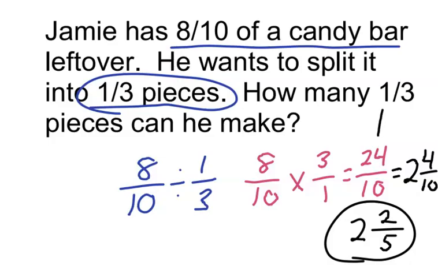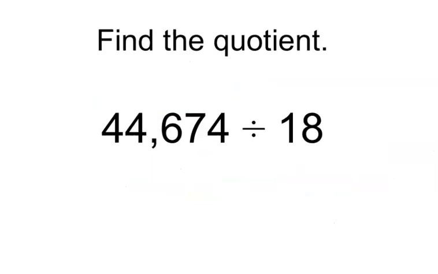We could have simplified first here and made this 12/5, and then gone from there. But either way, it works just fine. The answer is 2 2/5. Okay, now we need to find the quotient. Well, that is fine. We'll give ourselves a little more space here, and then we'll find the quotient.